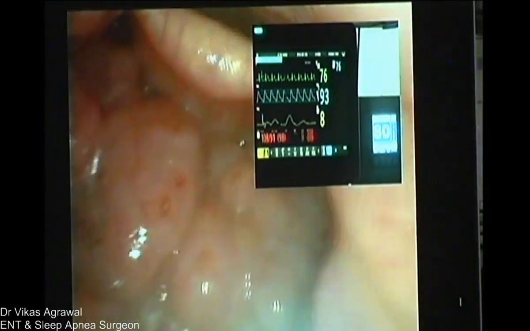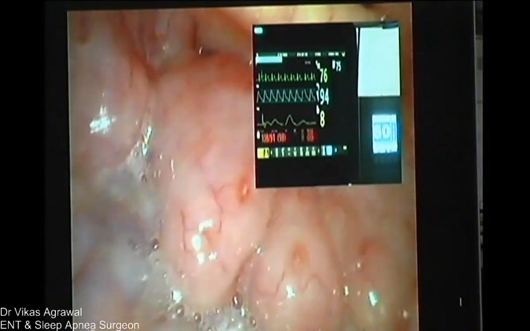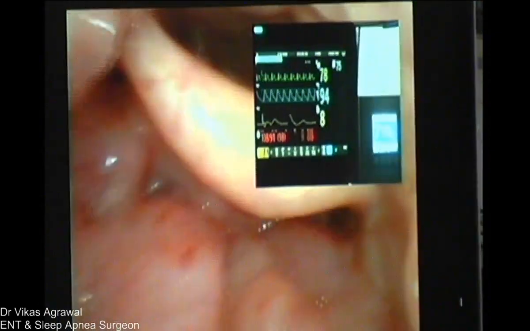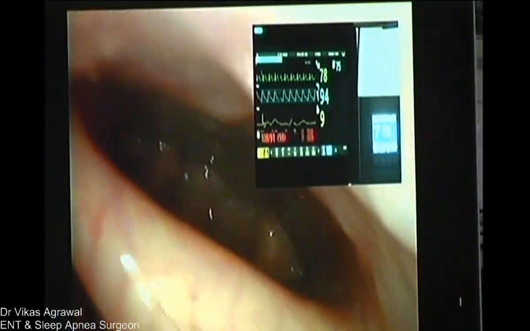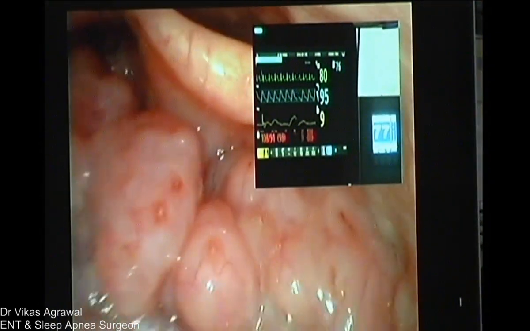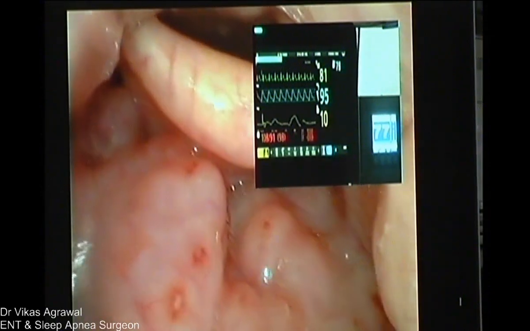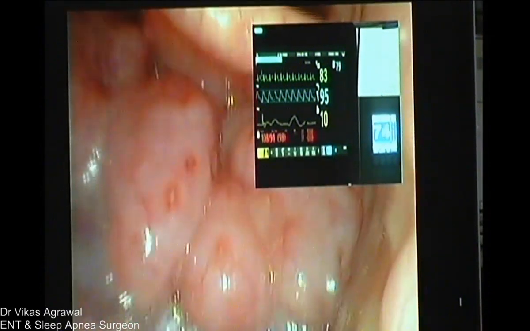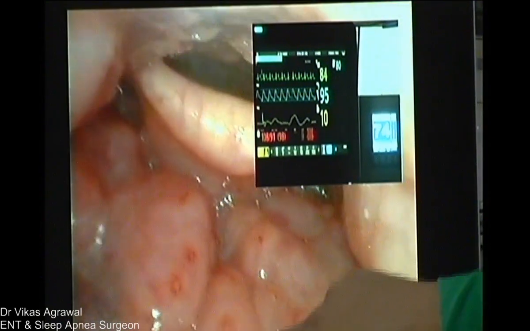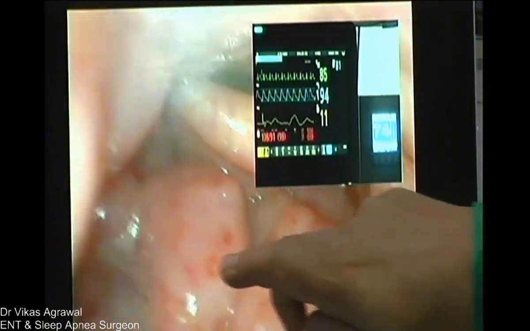Yeah, can you see this? Now this, again, there is a lymphoid hypertrophy of the base tongue. So you can very easily differentiate a base tongue hypertrophy of the lymphoid tissues from the anterior 2/3 of the tongue, which is more rough. This mucosa is more smooth. You can see the junction very easily. This is anterior 2/3, this is posterior 1/3.